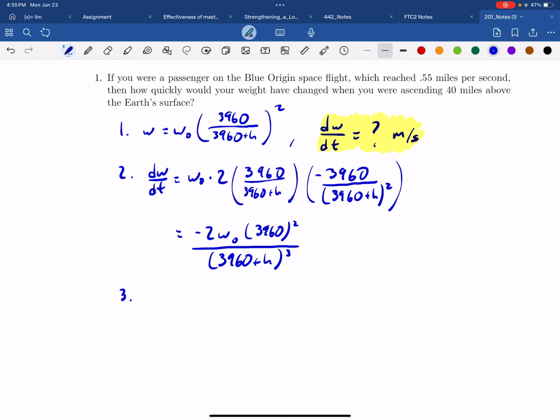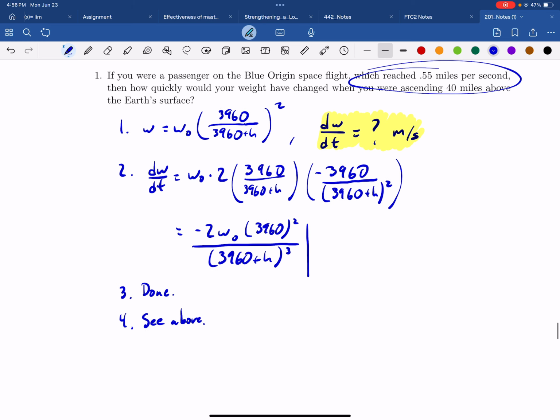Well, we already did that. Step 4, well, I'm just going to cheat and do step 4 right up here. So I'll write C above. So what do we know? I guess we know, I should have written this up here at the beginning. We were going 0.55 miles per second. I should have written that.